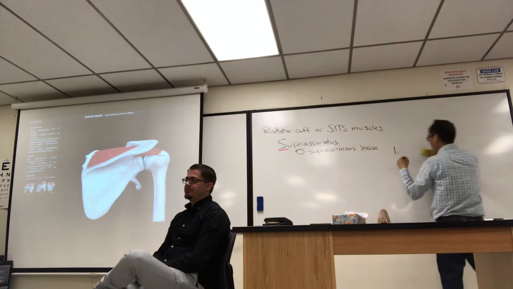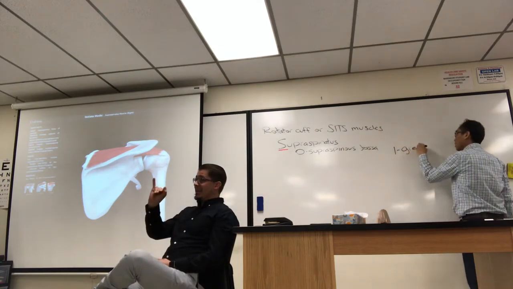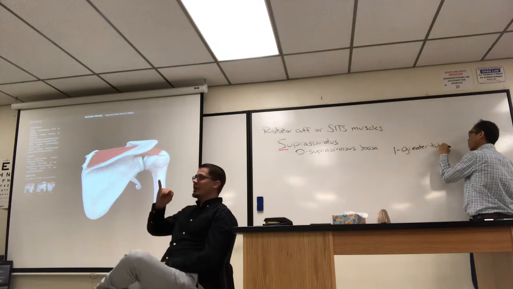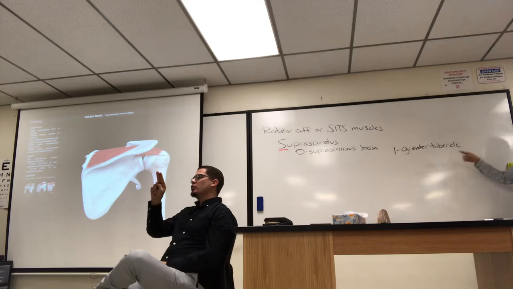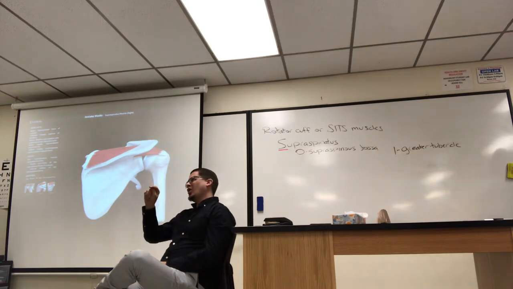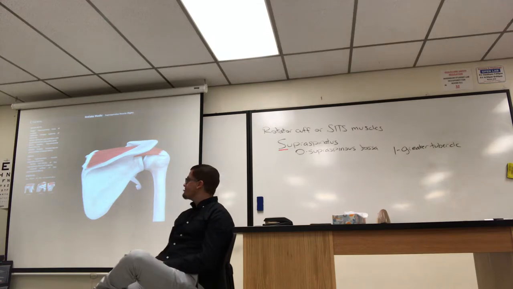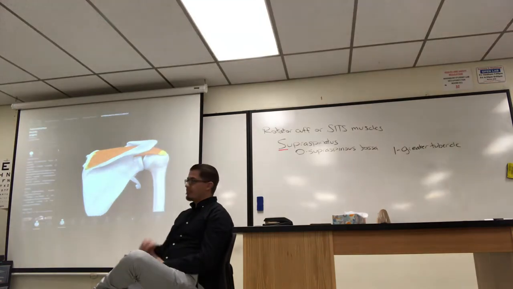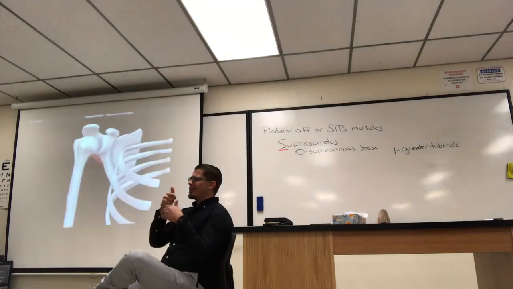Insert, okay, that's an I, not a one. It inserts on the greater tubercle. Some books call it the greater tuberosity, but either is fine. I've seen both. Either is acceptable. So the muscle, it's a little bigger below the spine. That's the infraspinous fossa.